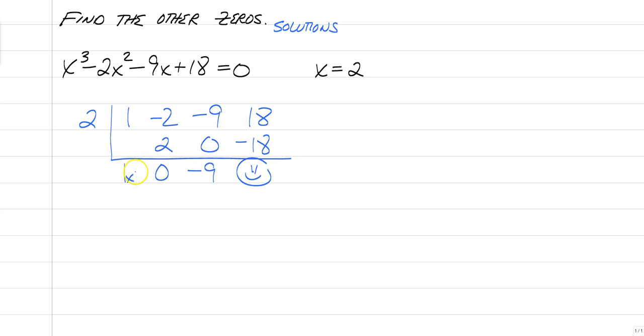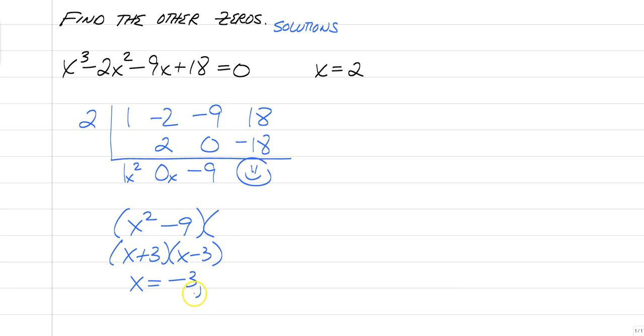So we start one below. So x squared, x, constant. So that's going to give us x squared minus 9. And then, of course, we already had the x minus 2. We don't need to write that because we're finding the other zeros. We know one of them is 2. You just have to factor this, x plus 3 times x minus 3. So our other zeros are a negative 3 and a positive 3. So all of our solutions are 2, negative 3, and positive 3.